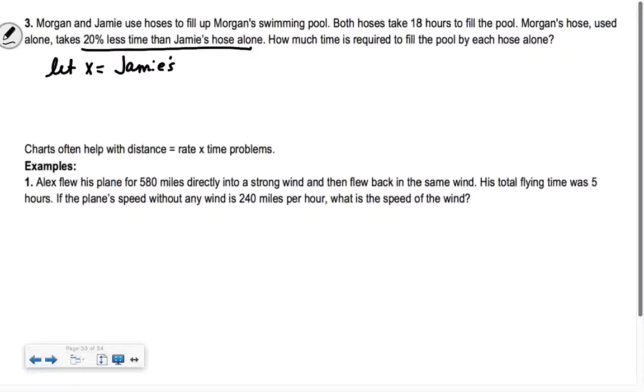And then 20% less time. Okay, who thinks they can answer that question? 20% less time. 4/5. You could do 4/5 x. Typically when I do 20% less, I'll write 0.8. But that's right, 4/5 is 0.8, right? That's perfect. So 0.80x or 0.8x. Does that make sense? You take 20% off of 100%, so you have 80% left. So that's going to be Morgan's hose.